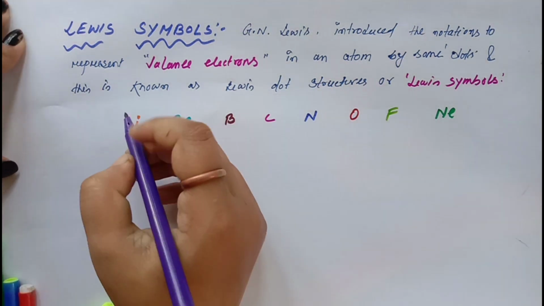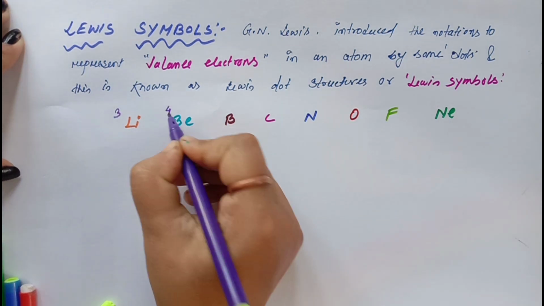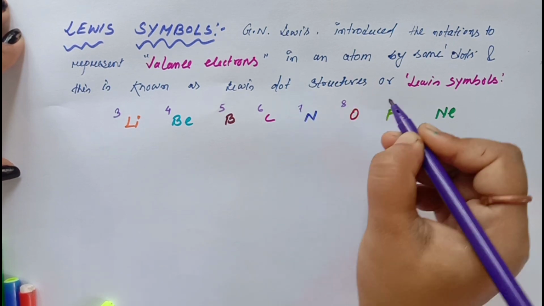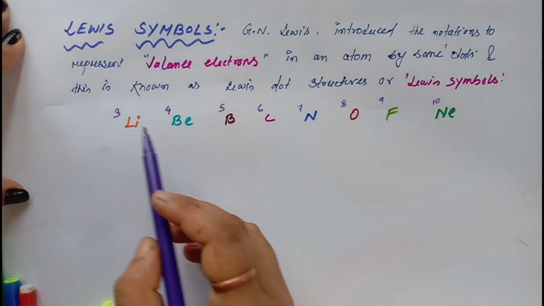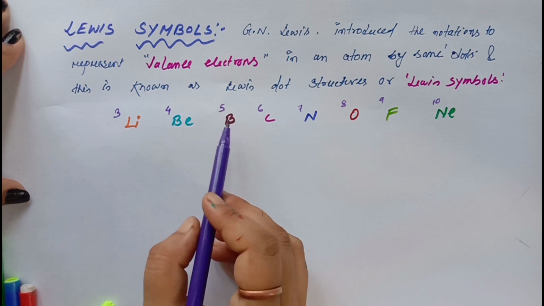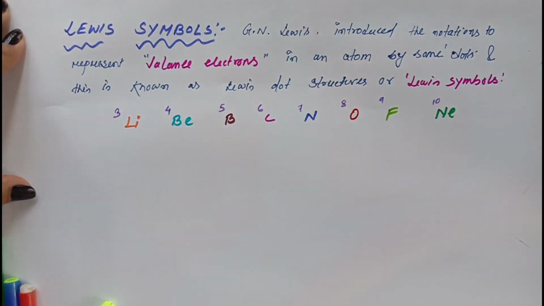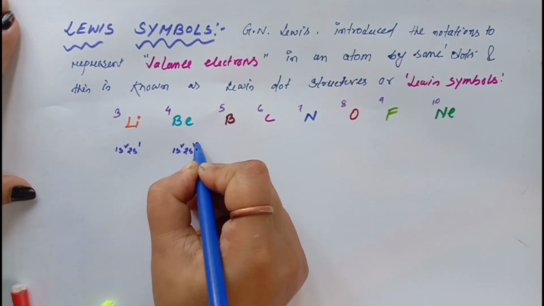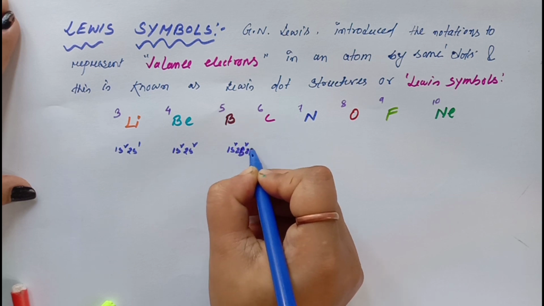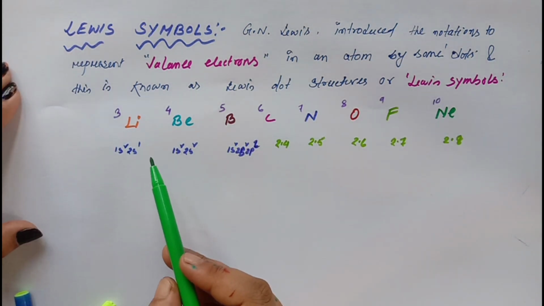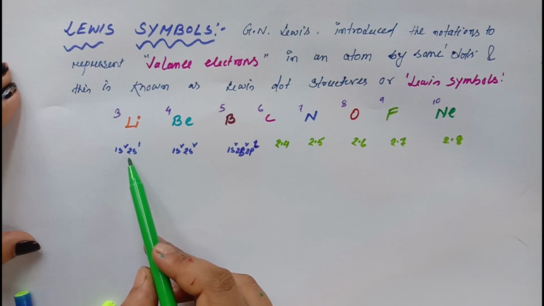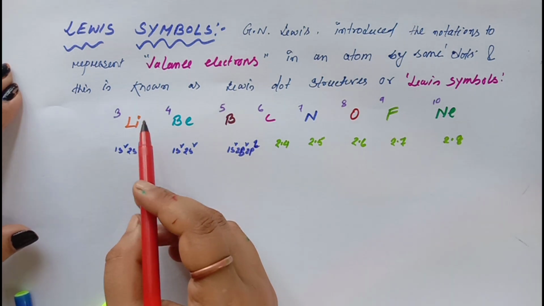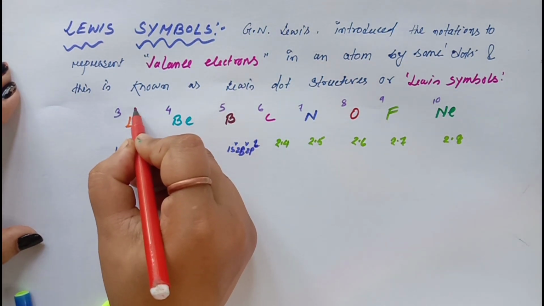Lithium has atomic number 3, then 4, 5, 6, 7, 8, 9 and 10. So these are the atomic numbers for all these elements. Now see the valence shell electronic configuration. So lithium has valence shell electronic configuration 2s1. So it has only one electron in its valence shell, so it has only one dot.